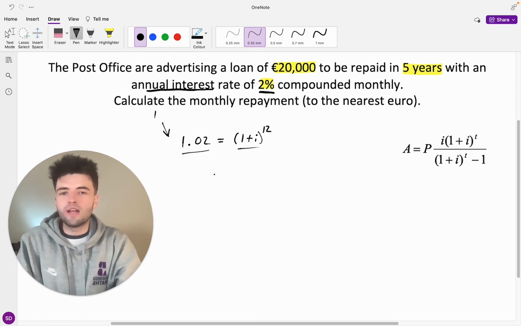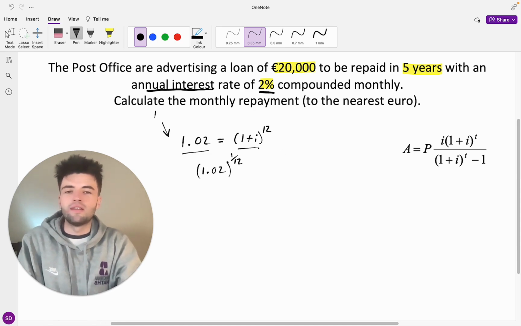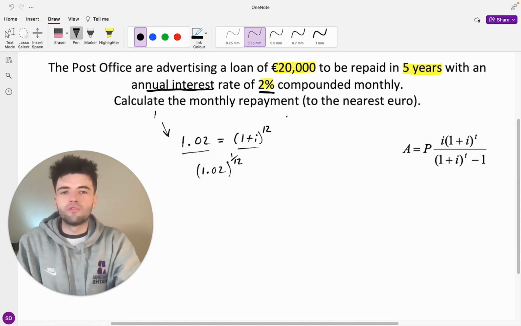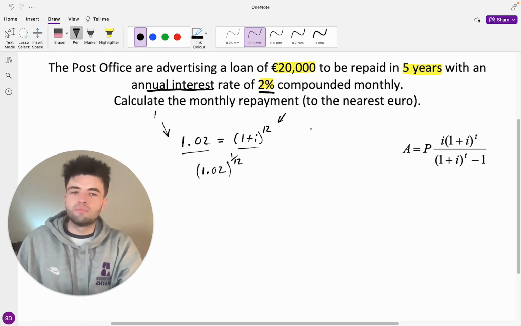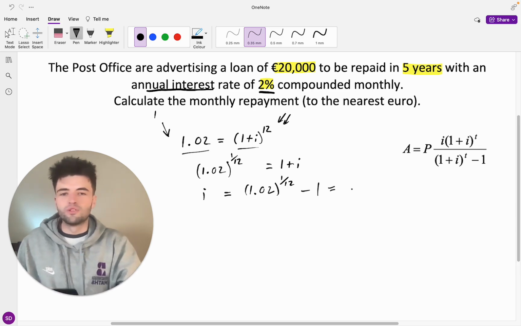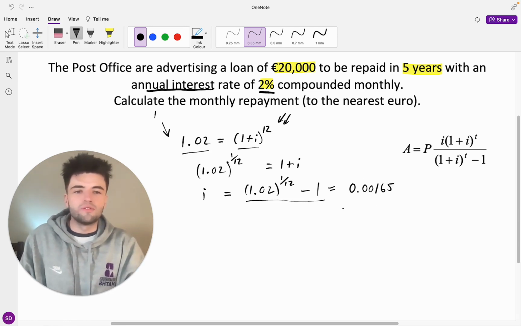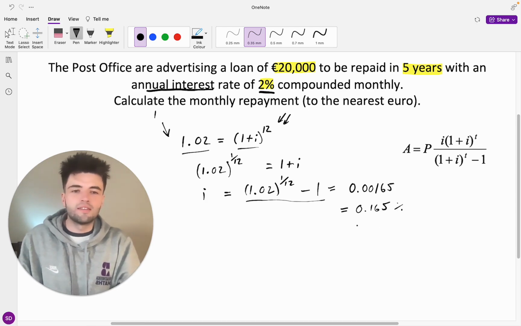To rearrange this, we're going to have to move our power over to the left. Using our rule of indices, we can take the power of 12 that we have on the right, and raise both sides to the power of 1/12. That cancels out on the right, and we're left with the power of 1/12 on the left. On the right, we're left with 1 plus I. To get I on its own, we can subtract 1 from both sides. So I is 1.02 to the power of 1/12 minus 1, and we plug this into our calculator, and we get an answer of 0.00165, which is equal to 0.165%. So that is going to be our monthly rate.